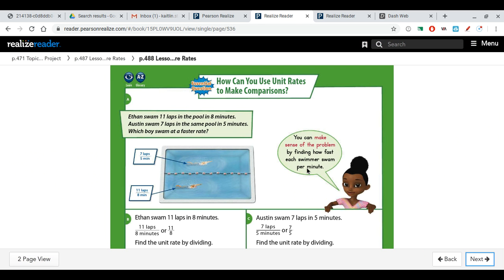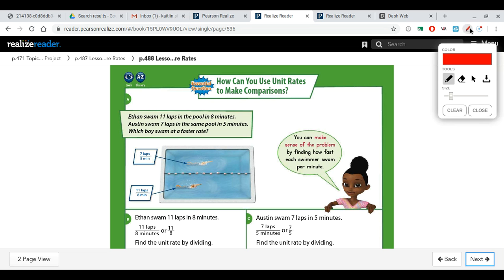Ethan swims 11 laps in the pool in 8 minutes. Austin swam 7 laps in the same pool in 5 minutes. Which boy swam at a faster rate? Again, to figure out the faster rate, we're going to find that unit rate. I'm looking at laps per minute. That'll tell me what my unit rate is going to be.